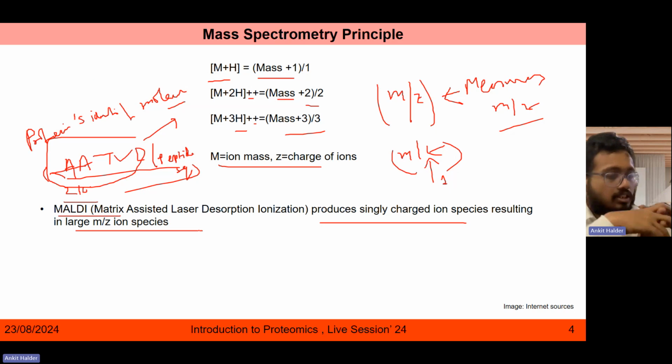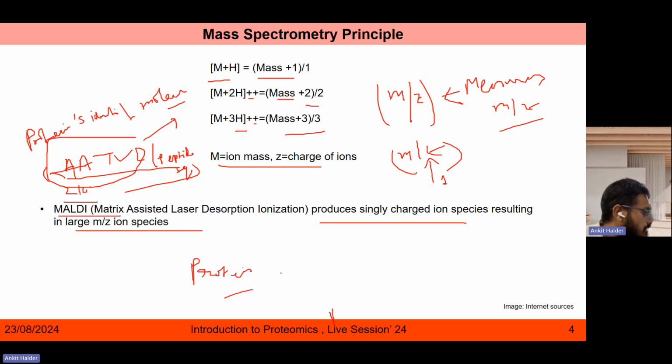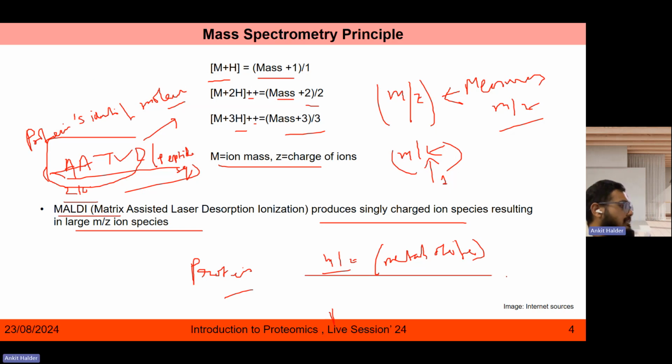This is not only for proteins or anything to do with proteins as such. It is the basic principle of mass spectrometry, which is able to calculate the m by z ratios of any metabolite, any compound, any peptide or any protein. So this is how it is generally done, and this is the basic principle of mass spectrometry.